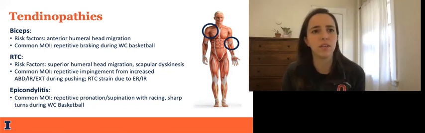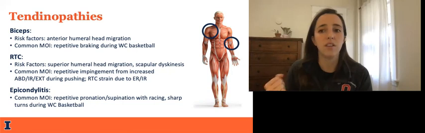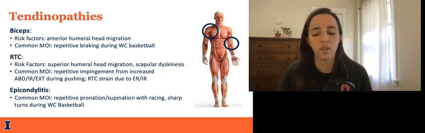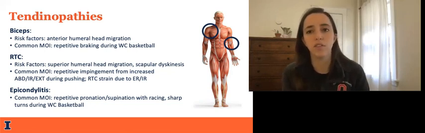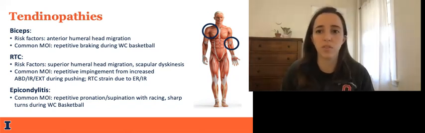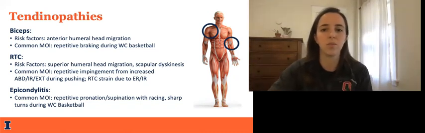The last one we'll talk about is epicondylitis. In racing, if you think about the biomechanics PowerPoint, we're getting a lot of pronation and supination and a lot of gripping, especially of the gloves in racing, but of the chair in wheelchair basketball. And so that could cause some irritation in the flexor pronators. And it could be reinforced by sharp turns during basketball. So you're really gripping your rims and putting some torque through your forearms. That can contribute to some epicondylitis, either medial or lateral.